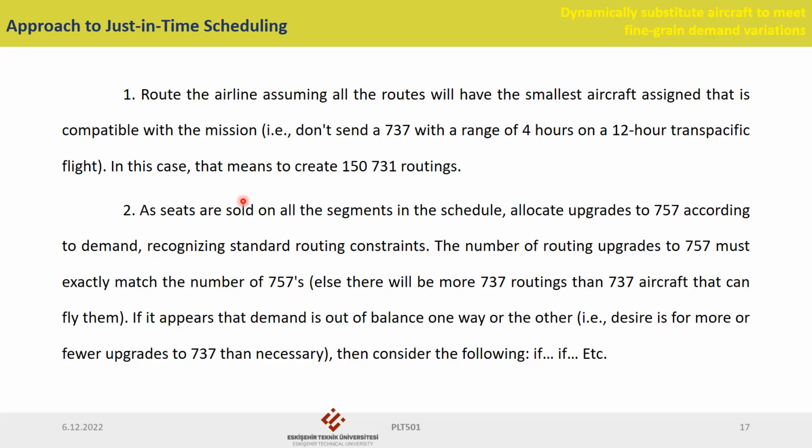There are 100 small and 50 large aircraft, you can think, any of which can feasibly be routed for any open flight leg. It has two steps, as you can see. This is the first one, and this is the second one. The first one says the routing airline assumes routes will have the smallest aircraft assigned, compatible with the mission. For instance, don't send a range of 4 hours on a 12-hour transatlantic flight. When you multiply this, you can get these routings. Yes, this is huge, but it's dynamic.